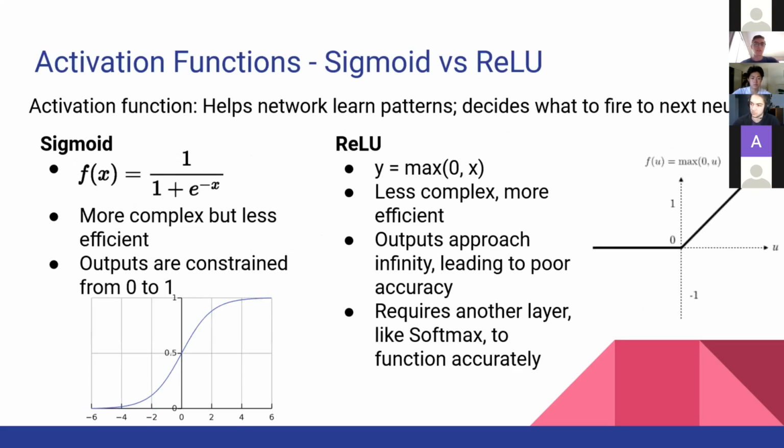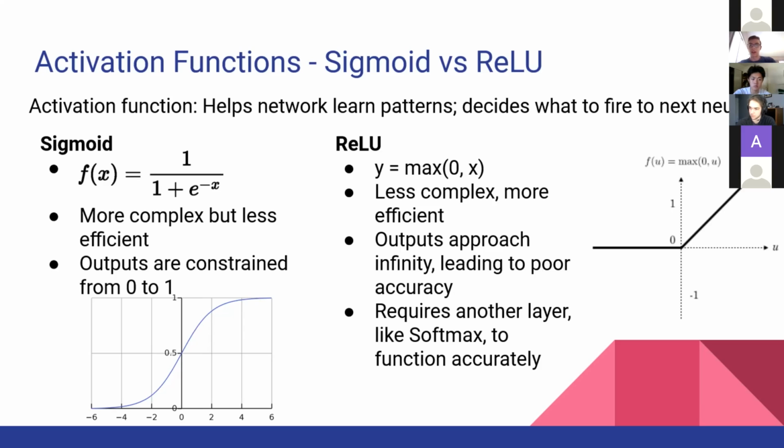There are also two different activation functions that we're using. An activation function basically helps the network learn patterns and decides what to fire to the next neuron. So the sigmoid activation function, you can see here, is 1 over 1 plus e to the negative x. It's more complex than ReLU, but it's less efficient. And as you can see in the picture of the graph, the outputs are constrained from 0 to 1 on the y-axis, versus the ReLU, which is less complex and more efficient.